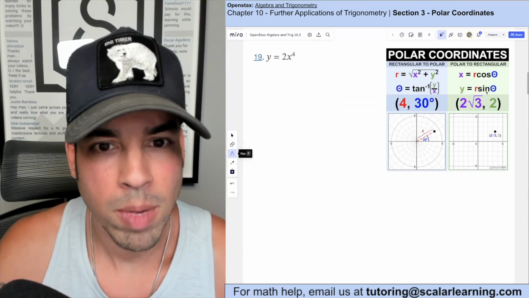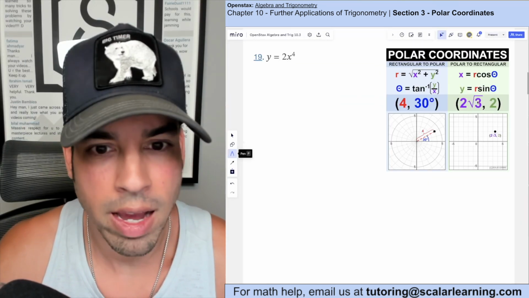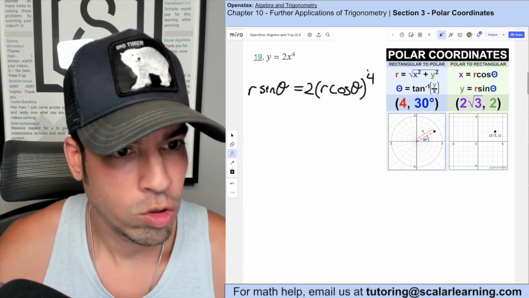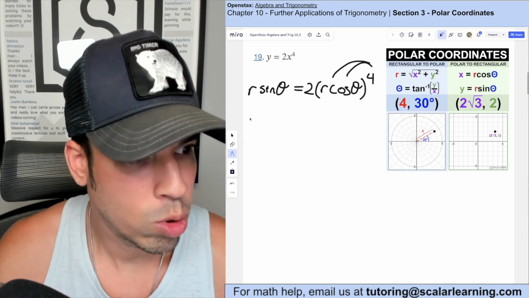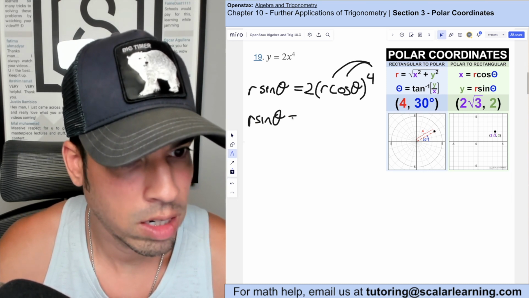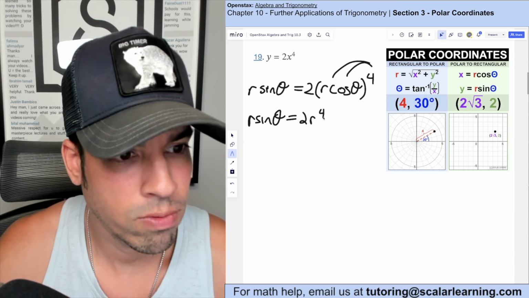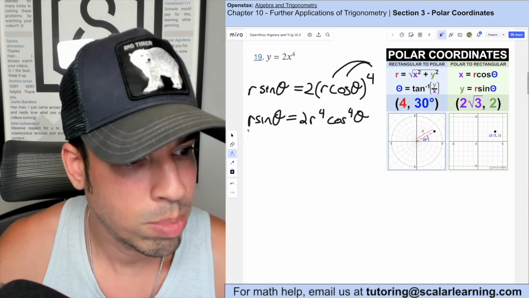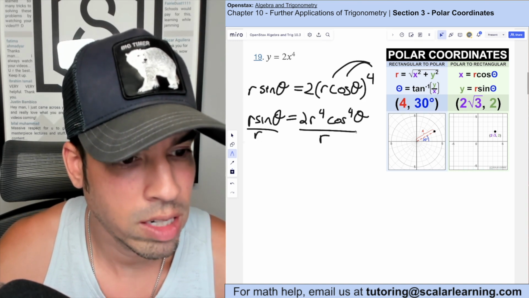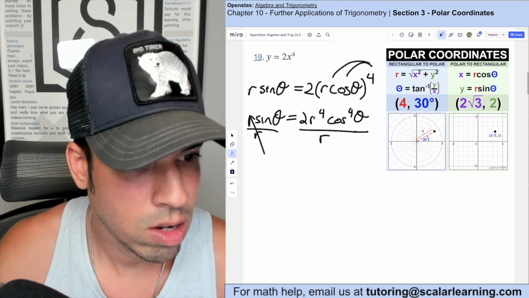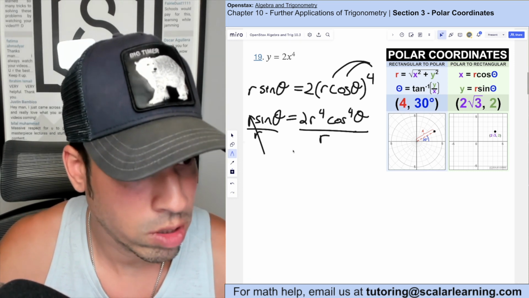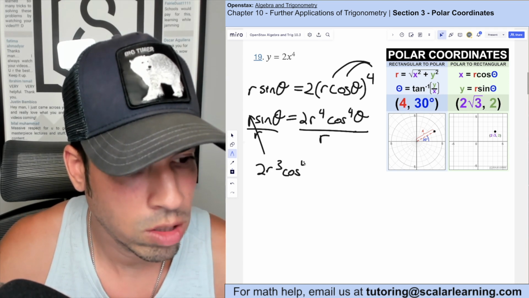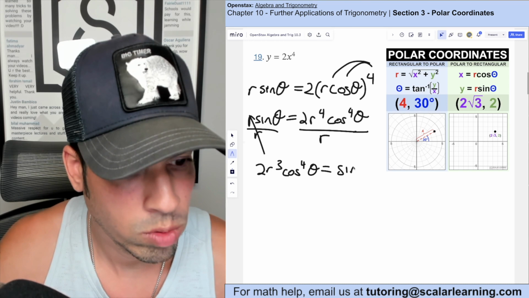So for this one, I'm going to start by plugging in r cosine theta for x and r sine theta for y. So now we have this whole expression. So now I'm going to raise both of these to the 4th power and then multiply by 2. So then I have r sine theta equal to 2r to the 4th cosine to the 4th theta. Then I'm going to divide both sides by r, because again, we want to isolate r. That's the plan, right? So that's going to cancel out. And then r to the fourth over r is just r to the third. And I'm going to kind of flip these. So I'm going to just say 2r cubed cosine to the fourth theta is equal to sine of theta.